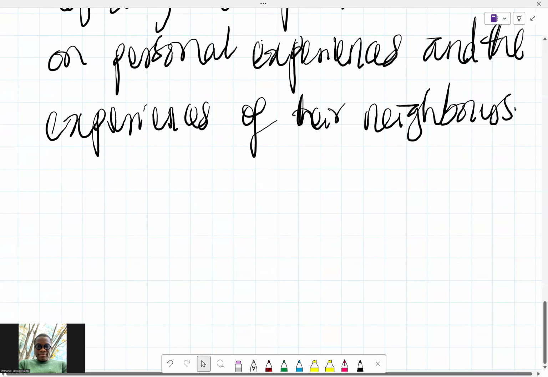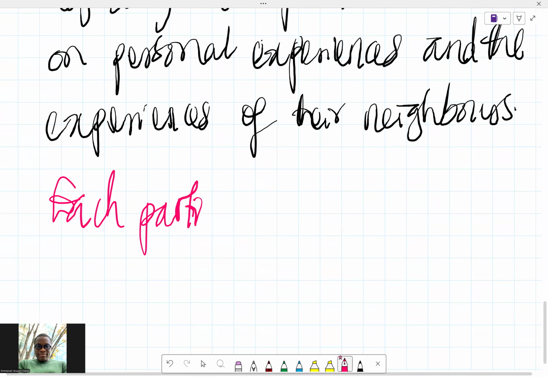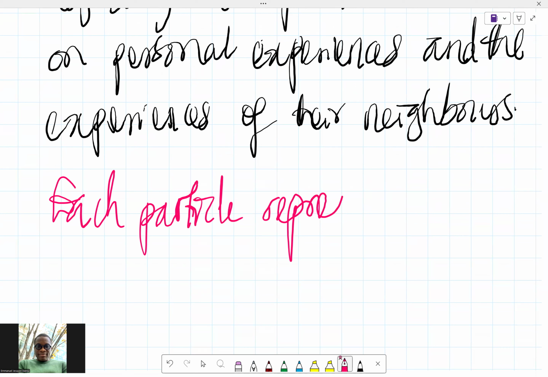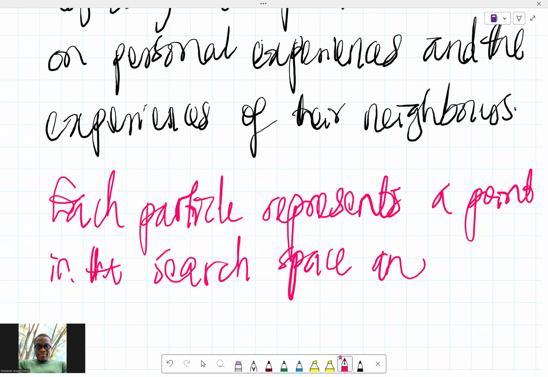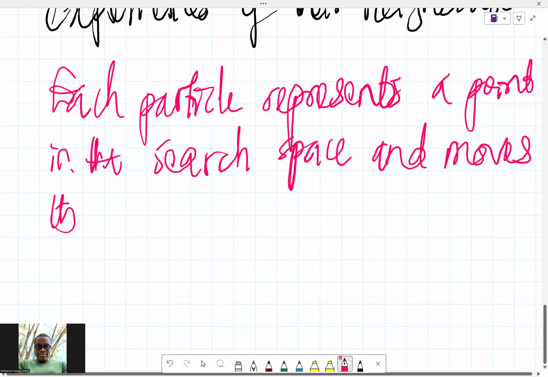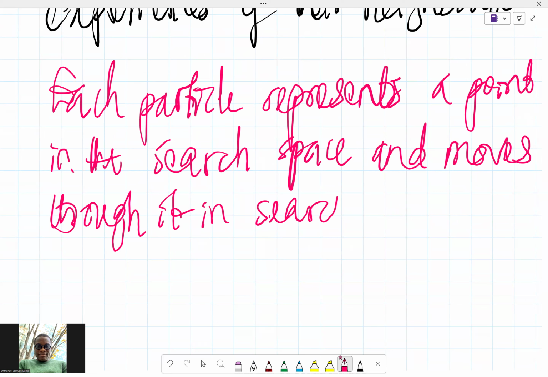Each particle represents a point in the search space. So each fish represents a point in the search space and moves through it in search of an optimal solution.